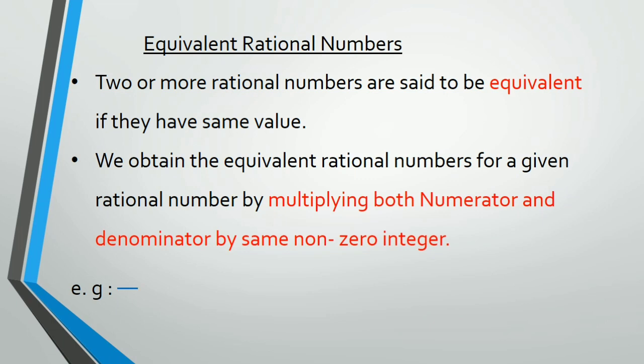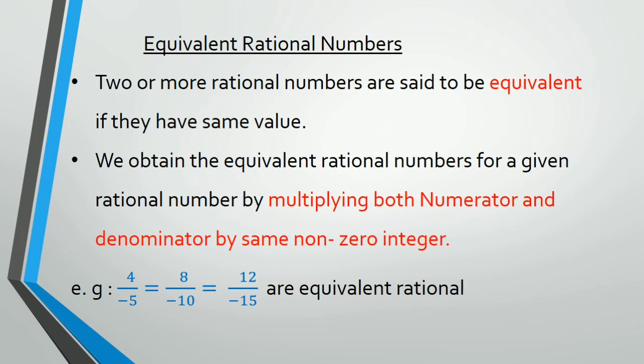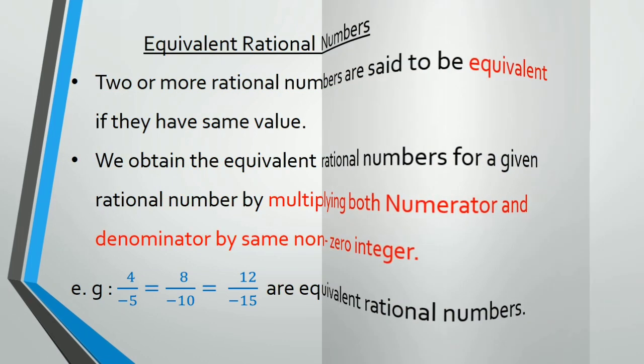For example, 4 by minus 5 is equal to 8 by minus 10 is equal to 12 by minus 15. These three are equivalent rational numbers. We got 8 by minus 10 by multiplying 4 by minus 5 with 2, and by multiplying 4 by minus 5 with 3 we get 12 by minus 15.